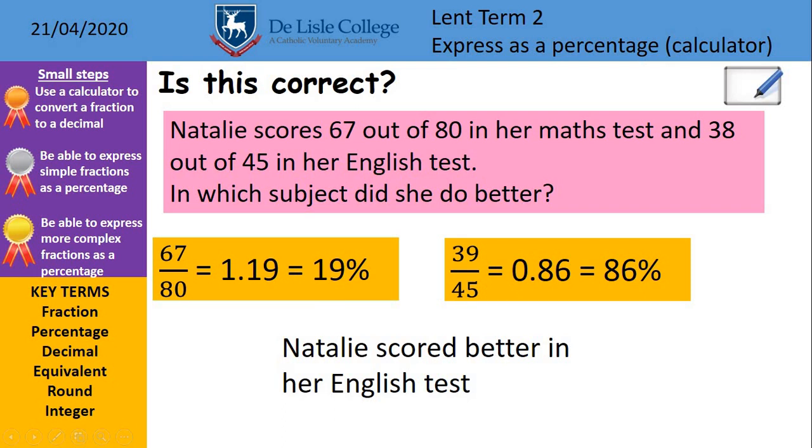39 out of 45. Well, this is in fact, oh no, it's not. This comes out as 0.86 recurring. So actually rounded should have been 87%. So this is slightly incorrect too. So she does score better in her English test, but by incorrect working on the sheet. So actually, if this was an exam question, we wouldn't get the mark for saying that she scored better in her English test. Even though she did, it has to be supported by correct working.